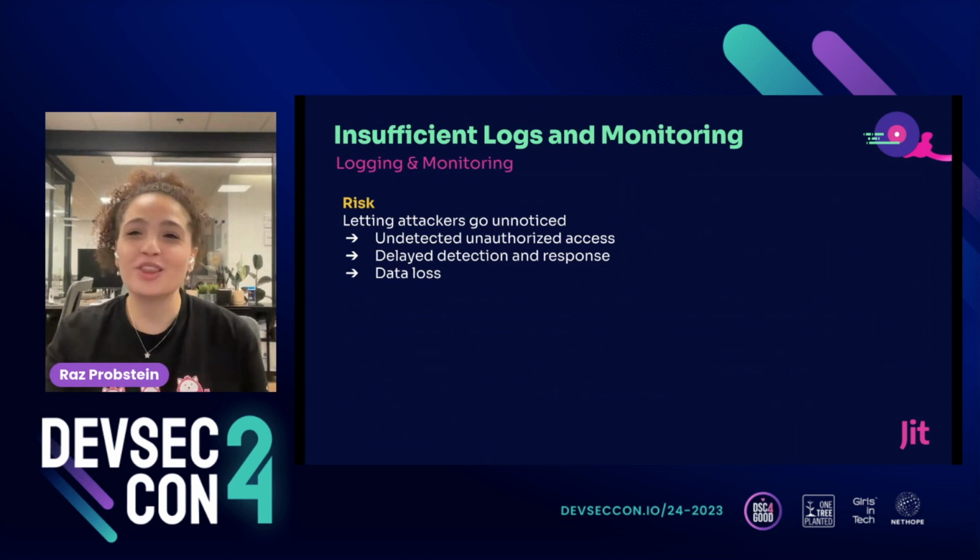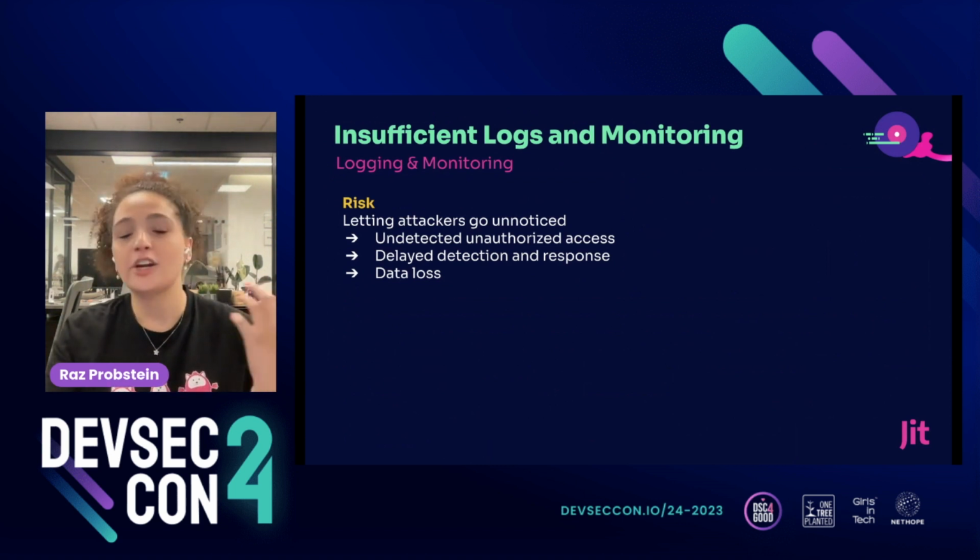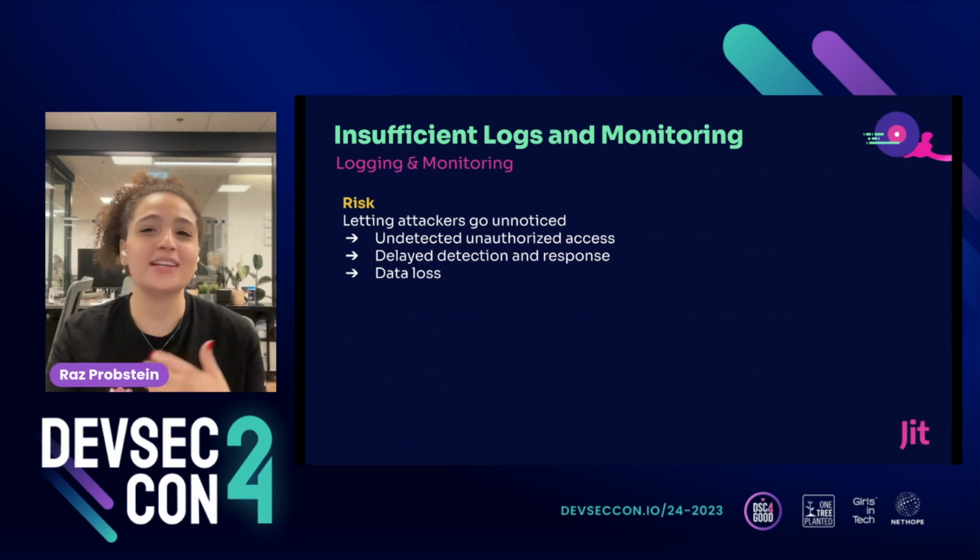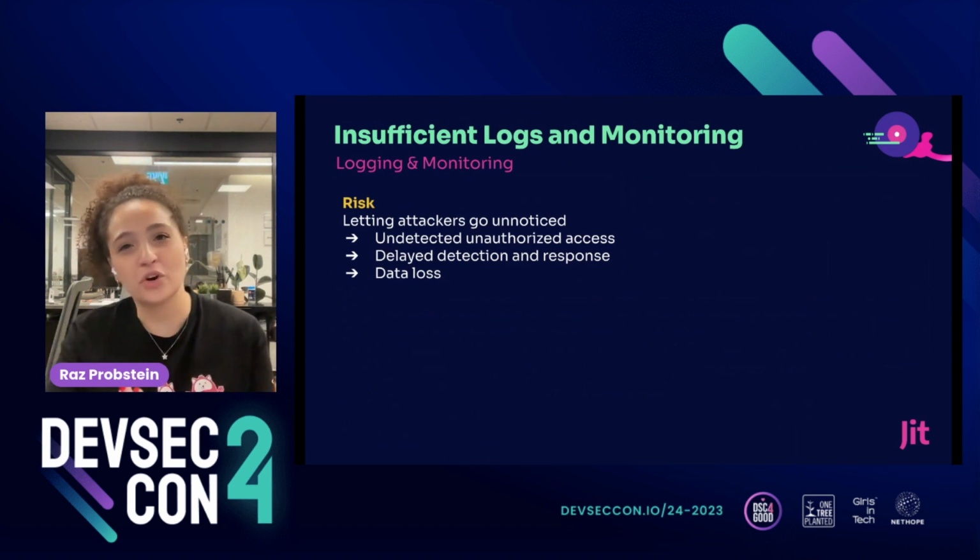Moving on to the last item of the list today. So this is insufficient logging and monitoring. The risks are fairly simple here. If your monitoring is lacking, attackers may stay undetected. Not having an incident response process may delay the breach remediation, and this is making the data loss even more catastrophic.